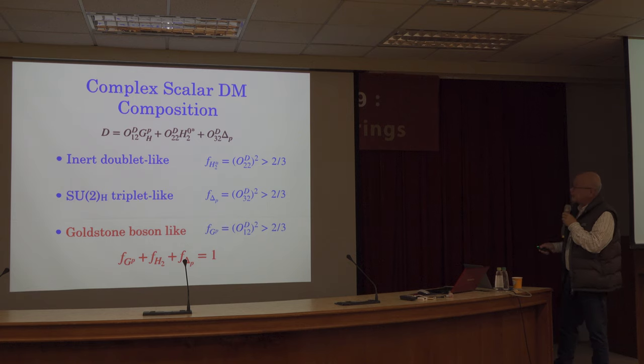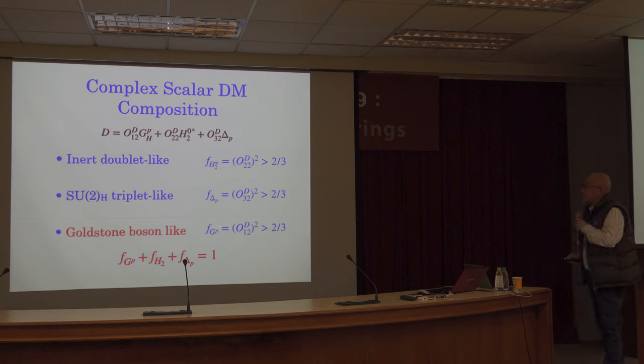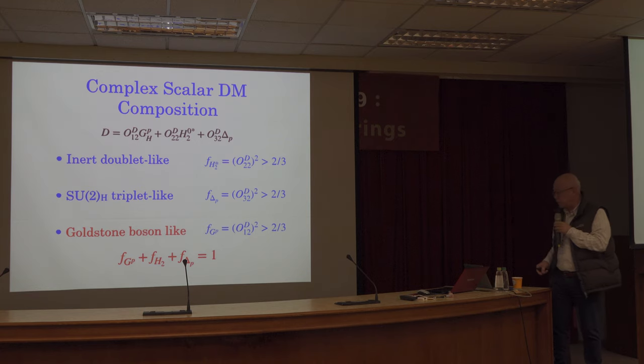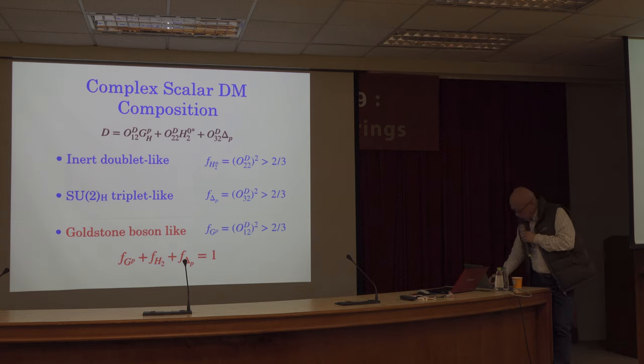So in our case, let me go back to the compact scalar. We have three components: singlet-like, doublet-like, and triplet-like. So I can study three different limits. For the doublet-like, that means this O22 is very big, so we require this O22 squared to be bigger than 2/3, which we call doublet-like. In the other case, the other component would be this ratio, 2/3. The interesting one is the singlet-like. This factor O12 is big. But I will warn you that this doesn't mean it's a singlet boson. It just means that the coefficient is big, all right? The singlet boson, as I mentioned already, is actually absorbed by W prime already. So this is different, that's just a name. I don't want to confuse you.